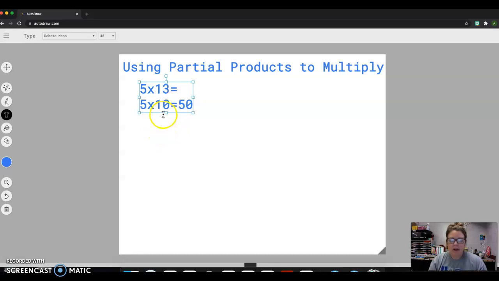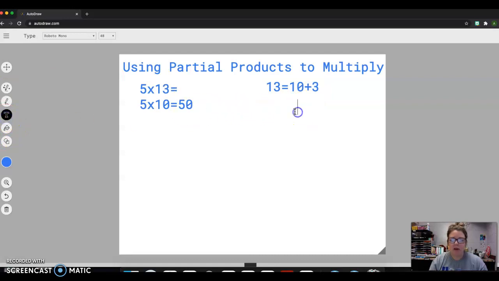So let's go ahead and now look at partial products with 5 times 13. We know that 13 is the same as 10 plus 3, right? So when we use partial products to solve our multiplication problem, we're going to use the distributive property and multiply each one of these by 5. So we're going to say 10 times 5 and then 3 times 5, and then we'll add them together.